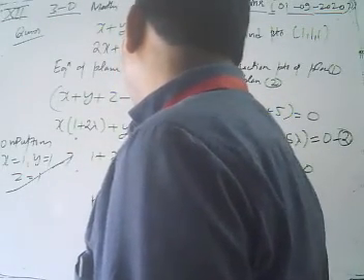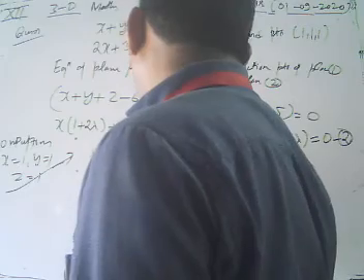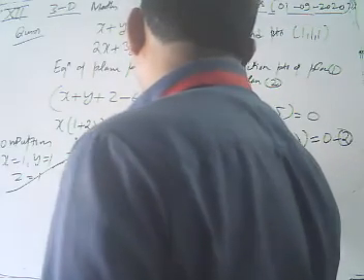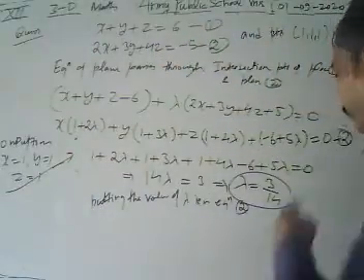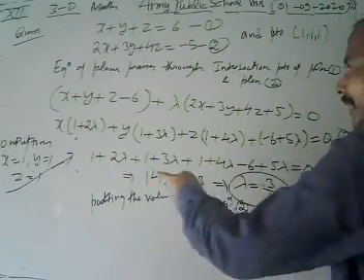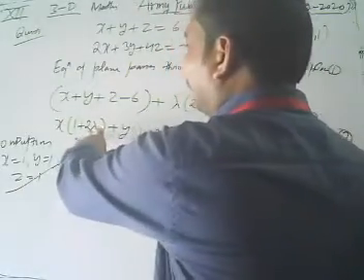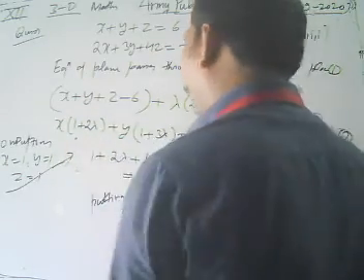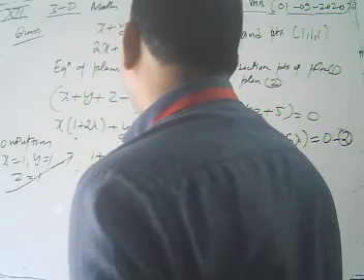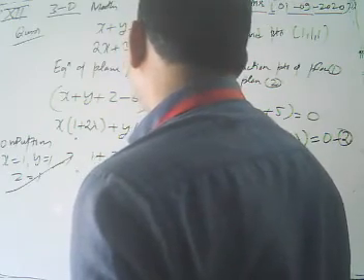Putting the value of lambda in equation 2. And what is our equation? Let's put 3 upon 14. 3 plus 6 upon 14, that is 14 plus 6, 20 upon 14. Then we have 20 upon 14x.